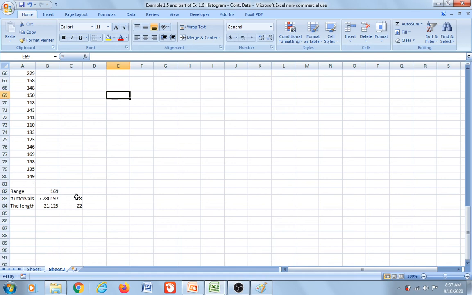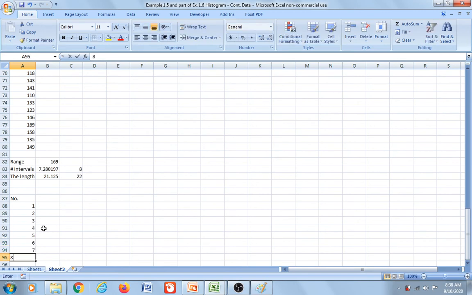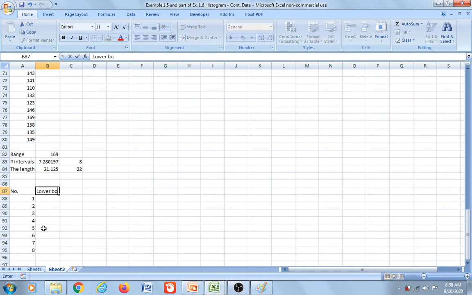So we're gonna have 8 intervals. I'm gonna put the number of the interval here: 1, 2, 3, 4, 5, 6, 7, 8. Then we're gonna have the lower bound of the interval, and then the upper bound of the interval. Now, from the data, what is the minimum value of the data?